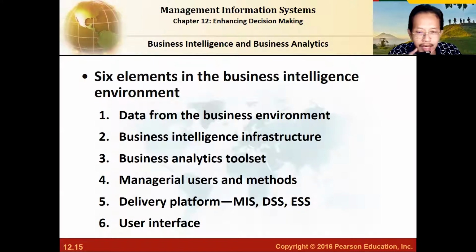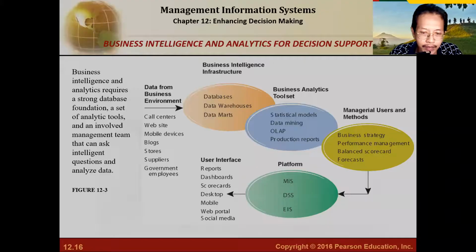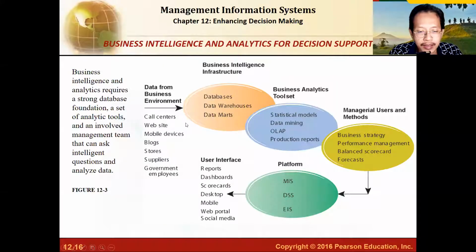Now, there are six elements in business intelligence. We can look at it from this slide, this diagram. So first, this is about the data from the business environment. So the data could come from different areas because this is about intelligence gathering. You would be trying to get as much data as possible from wherever the source might be.